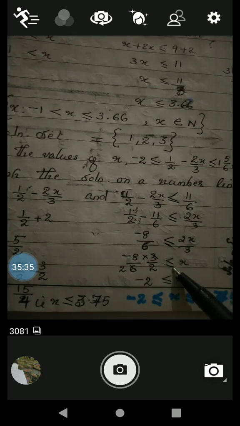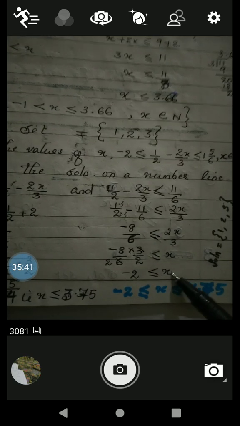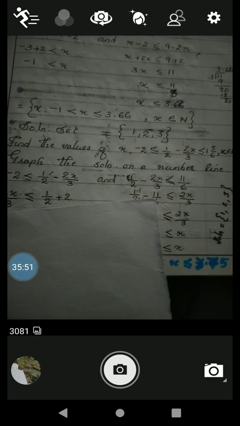Now you can combine these two. From where can we start? The smallest number, minus 2. Here we can start: minus 2 less than or equal to x less than or equal to 3.75. Both you can see here. One is minus 2 less than or equal to x, at the same time x is less than or equal to 3.75, and express this on a real number line.